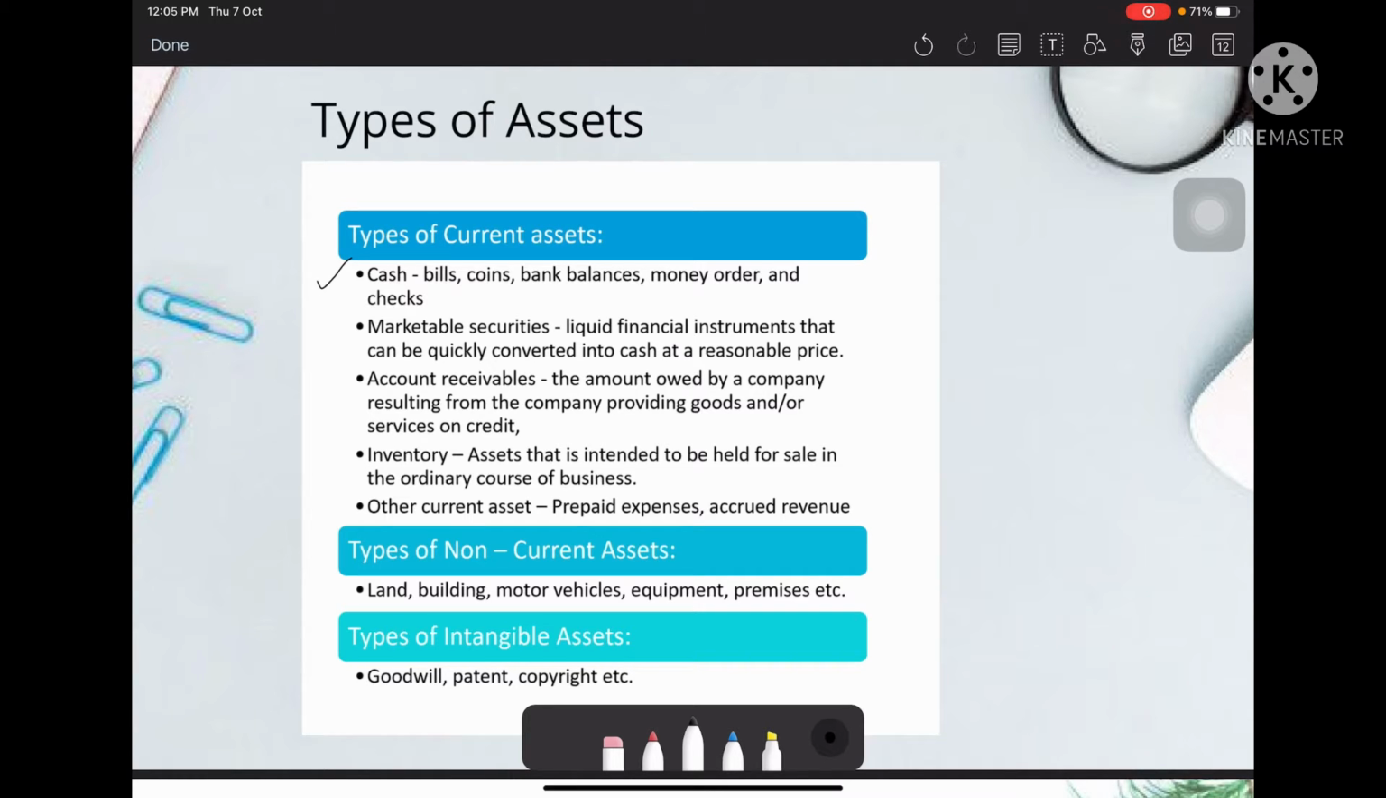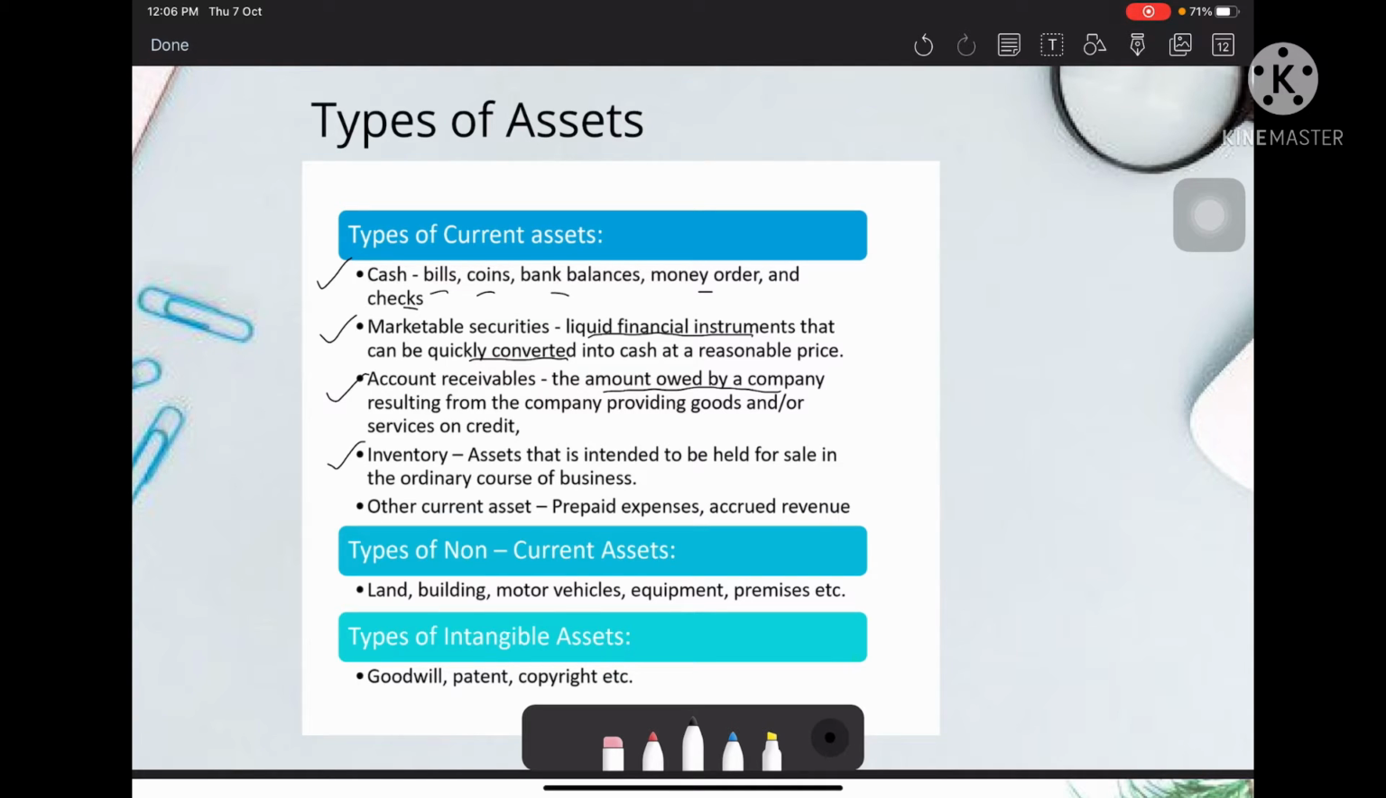The very quickly one is cash. Other than that, items that can very quickly be turned into cash include bills, coins, bank balance, money order and checks. And then number 2 is marketable securities, also liquid financial instruments that can be quickly converted into cash. And then the account receivable, which means what will be received. This is the amount owed to a company resulting from the company providing goods and services on credit. So we sell on credit, and then our customer owes us money. That is the account receivables.